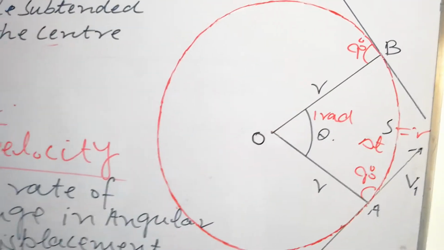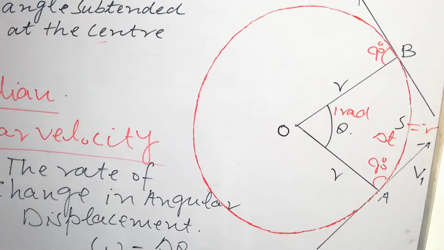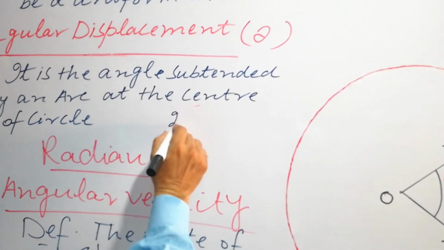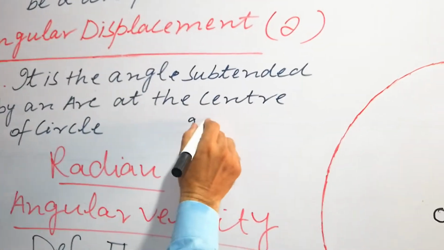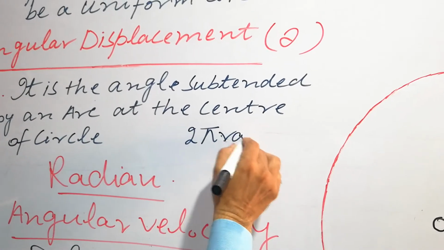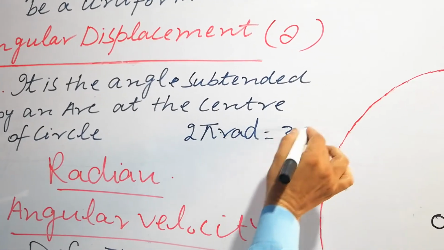And we have to check that. In one full circle, the angle swept is equal to 2 pi radians, and it is equal to 360 degrees.